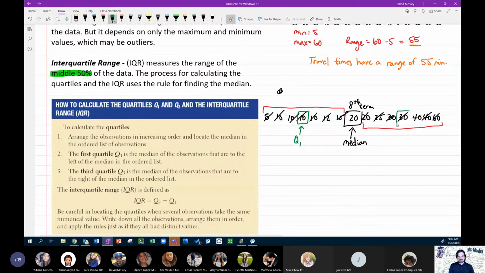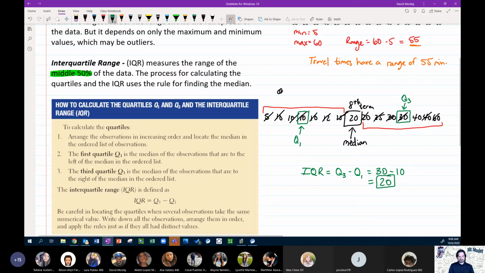On the other side, we have 30. It's Q3. So we find the median of the 2 halves, so to say. And then the interquartile range is Q3 minus Q1, which would be 30 minus 10. And in this case, it is 20.